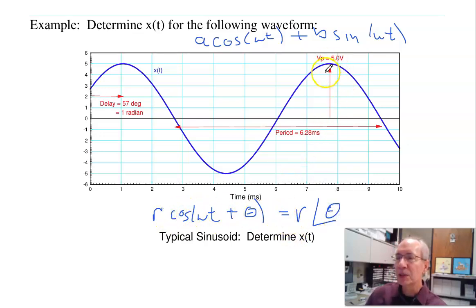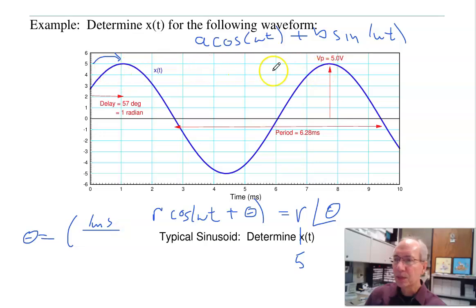This is easy to see. R is the amplitude, and pretty clearly, the peak is 5. So I know that r is 5. Theta is the delay. For a cosine, if theta is 0 degrees, the peak would be at t equals 0. It's not. It's delayed by 1 millisecond.